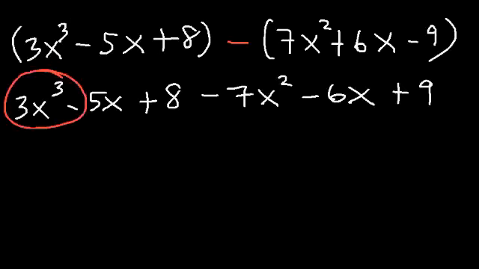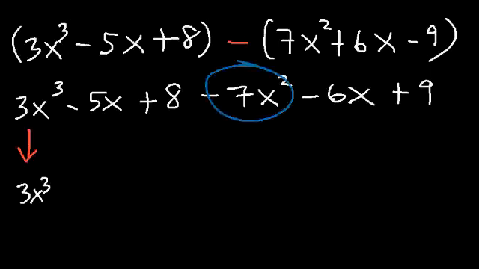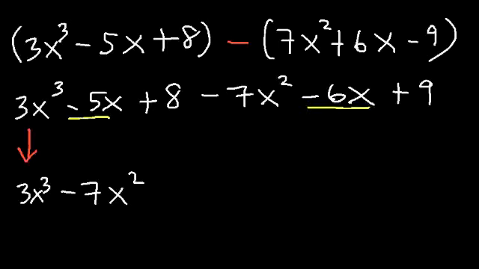So there's no similar term to 3x cubed. There's only one x cubed term. So we're just going to bring it down and rewrite it. Likewise, this term is one of a kind. So we're just going to rewrite it. Now we can combine these two terms. Negative 5 minus 6 is negative 11. And 8 plus 9 is 17. So this is the answer, 3x cubed minus 7x squared minus 11x plus 17.